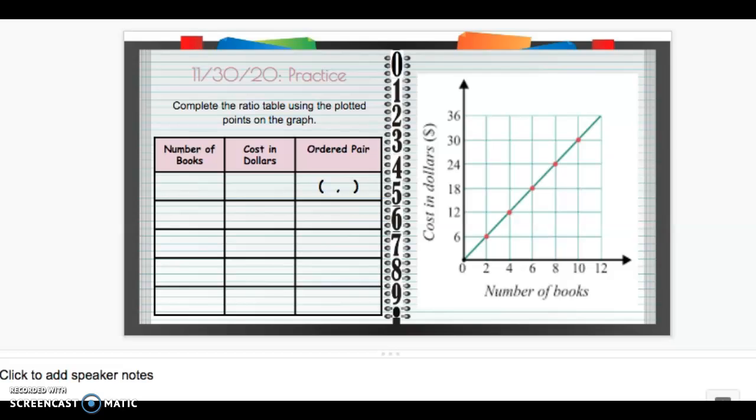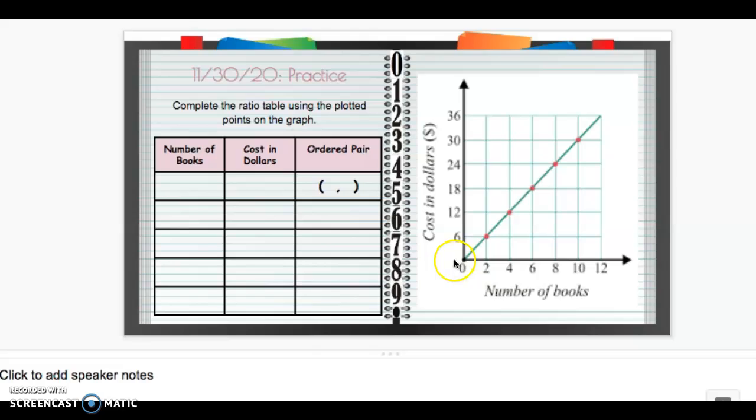All right, so for practice now, you have to complete the ratio table using the plotted points on the graph. So all that is determining what's your x, what's your y, and completing this chart that is over here. Okay, so we're looking here.